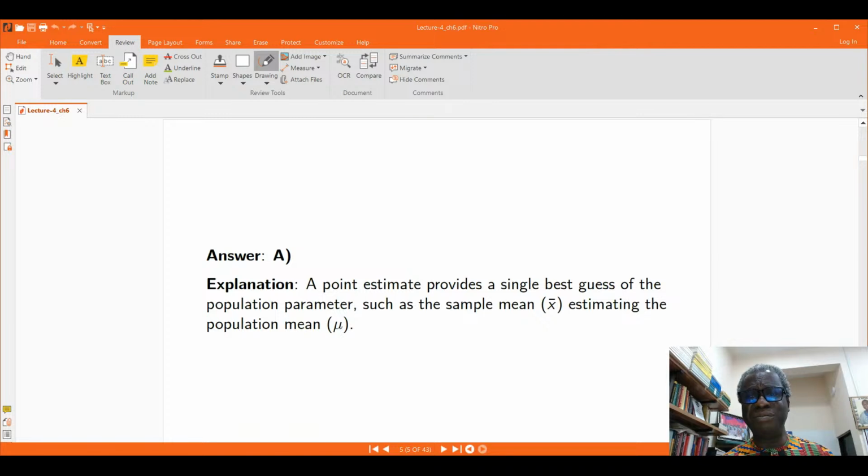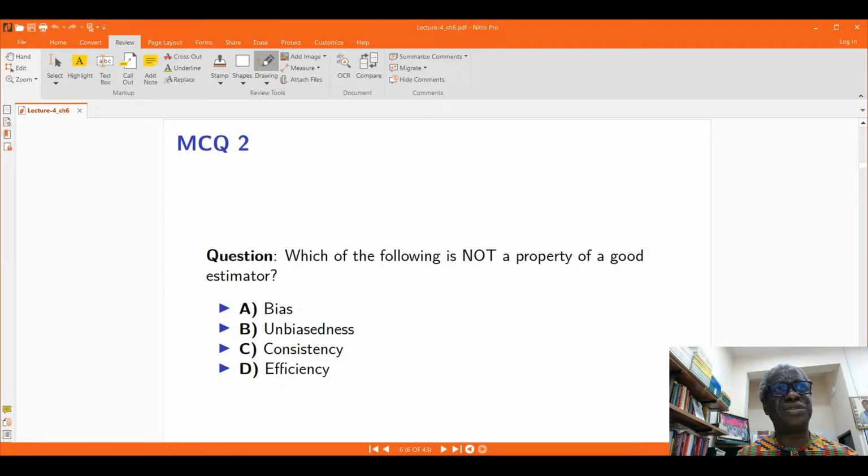So the sample mean X bar is a point estimate of the population mean mu. It's a point estimate because it gives only a single value. Let's go to question 2 quickly. Question 2, which of the following is not a property of a good estimator?